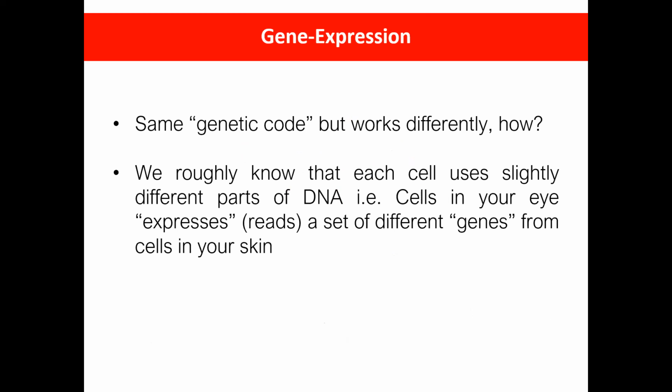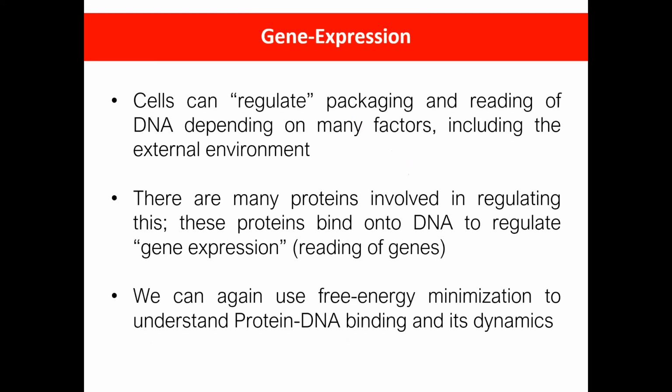So we know that it is the same genetic code, but it works differently in different cells. We roughly know that each cell uses a slightly different part of the DNA. For example, cells in your eye express a set of genes which are different from the cells in your skin, which are responsible for making the proteins required for a particular organ. Cells can regulate the packaging and reading of the DNA depending on many factors, including the external environment. Many proteins are involved in regulating this, and these proteins go and bind to the DNA to regulate gene expression.